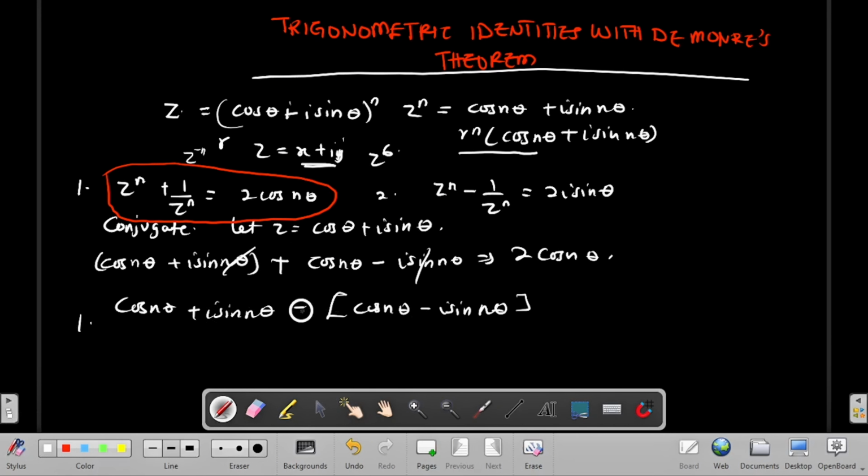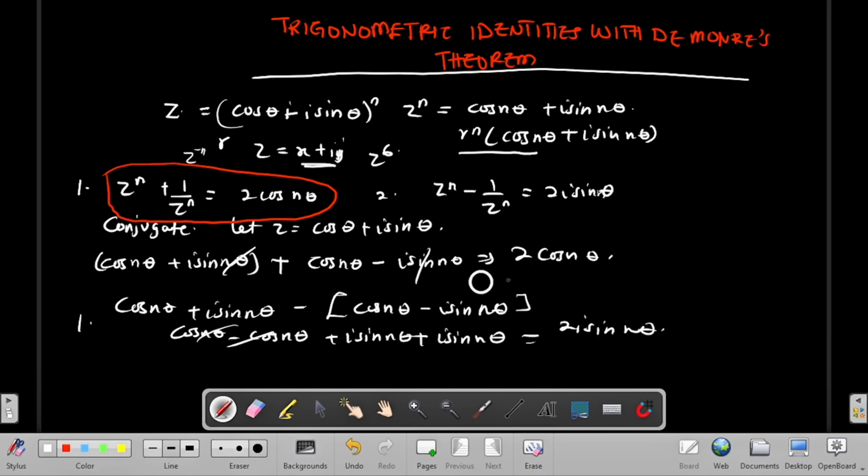Then I expand. Cosine n theta minus cosine n theta goes to 0. I have plus i sine n theta, and minus minus is plus i sine n theta. Once I do that, the cosines give 0 and go away, and this gives us 2i sine n theta. I omitted the n earlier, so please, there is an n here. So I'm going to have 2i sine n theta.